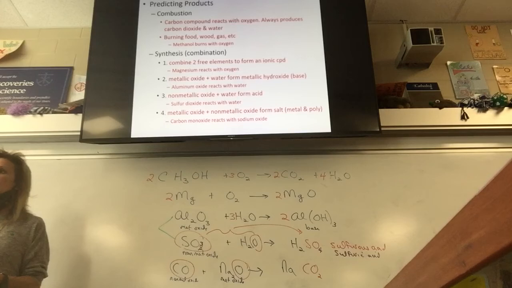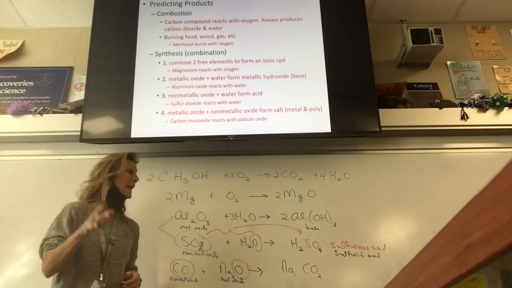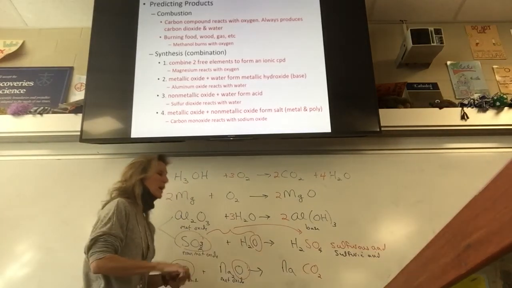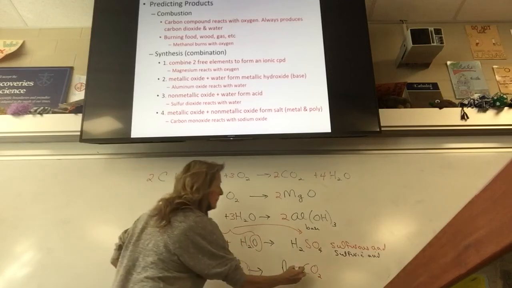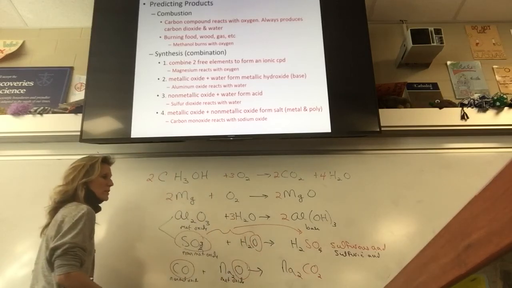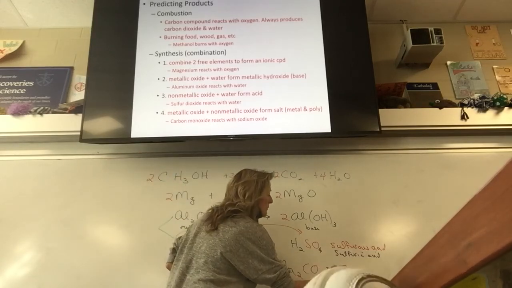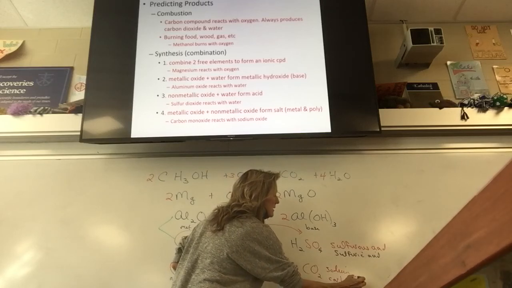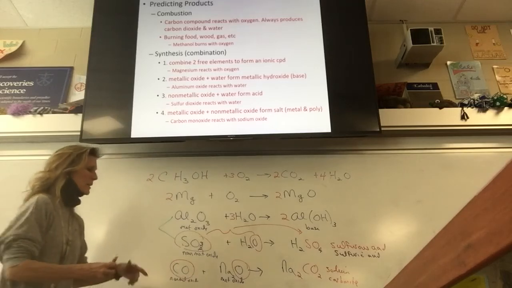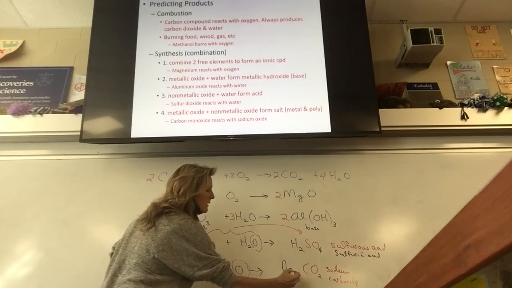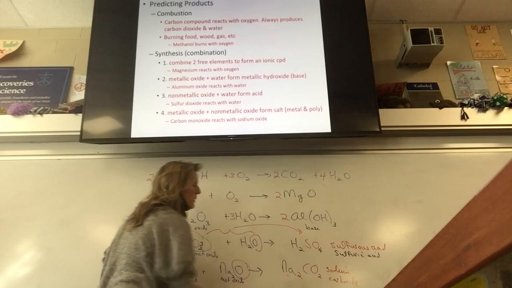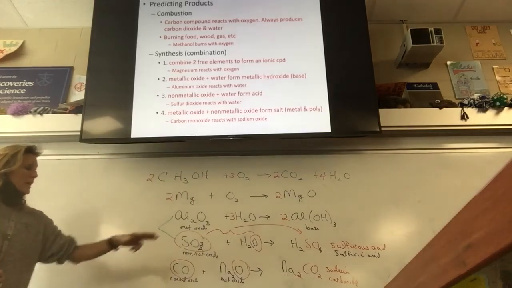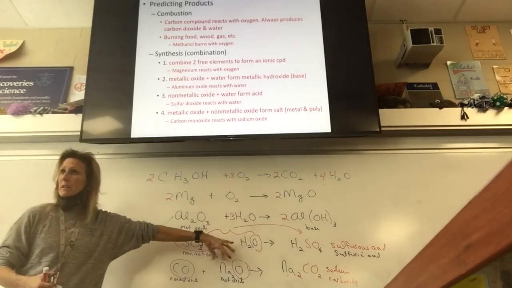Polyatomic wise, CO2 is carbonite. Yeah, carbonite. And carbonite, just like carbonate, has a -2 charge. So this actually is called sodium carbonite. And that's our ionic compound, our metal and our polyatomic ion. And again, we're just taking everything and combining them together.